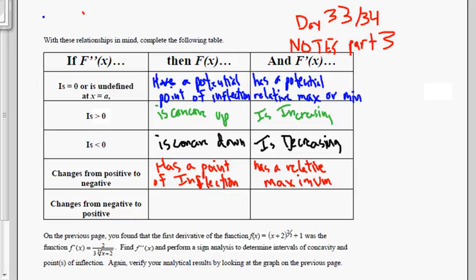Okay, and the same is true, or a little bit different, when I change from negative to positive in the second derivative. The first derivative is going to have a relative minimum, and once again, as long as it goes from negative to positive, if that value was 0 or undefined, I'm still going to have a point of inflection in the original function.